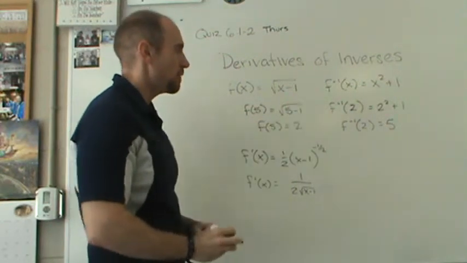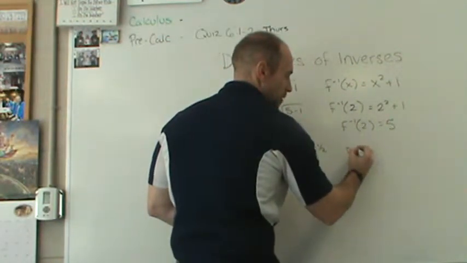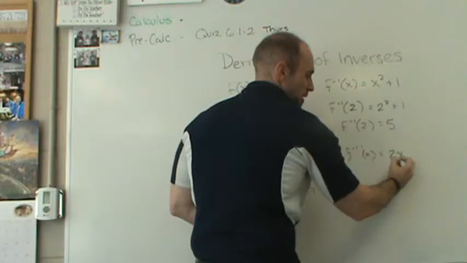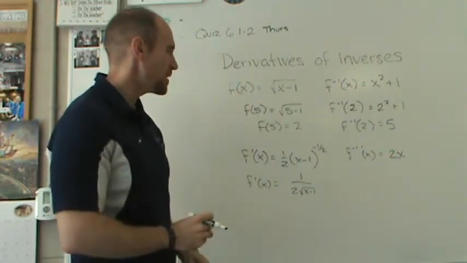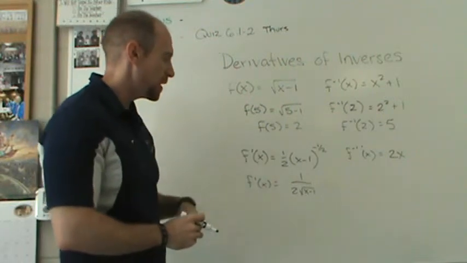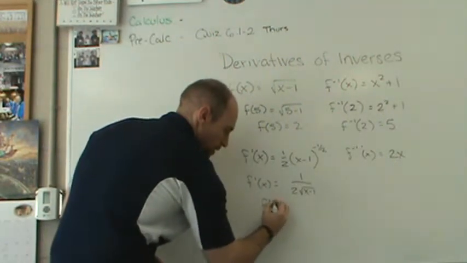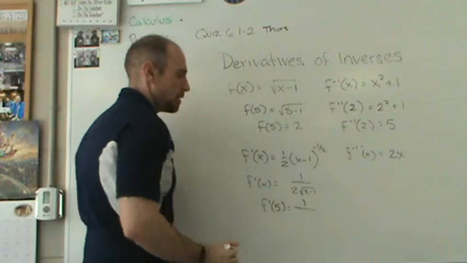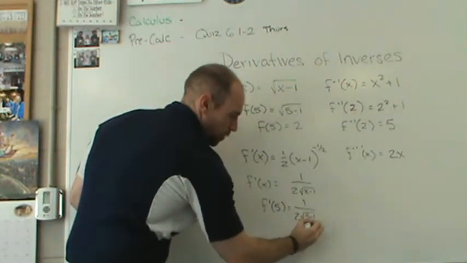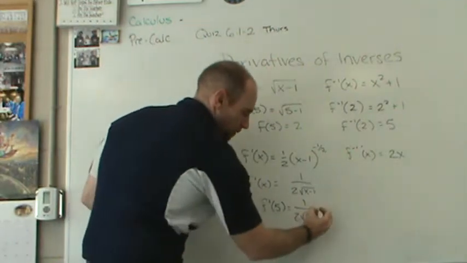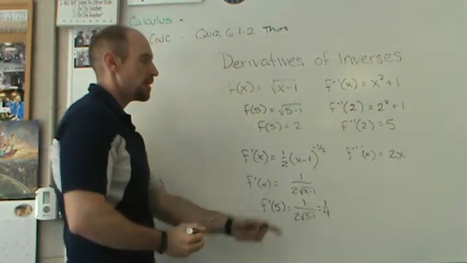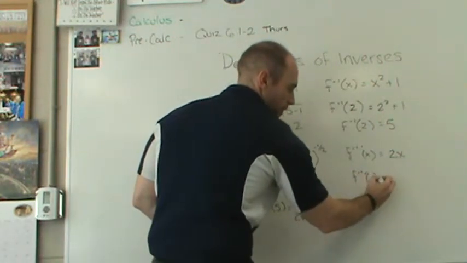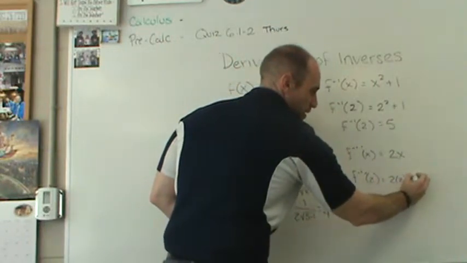Let's go ahead and take the derivative of this one. That's a nice easy one. So the derivative of the inverse of f of x is just going to be 2x. Nice and easy. Well, let's see what happens if I take the 5 and plug it into here. So if I do f prime of 5, we get 1 over 2 square root of 5 minus 1. Well, that gives us 1/4. Okay, if I go ahead and put the 2 into our derivative, it gives us 2 times 2, which is 4.